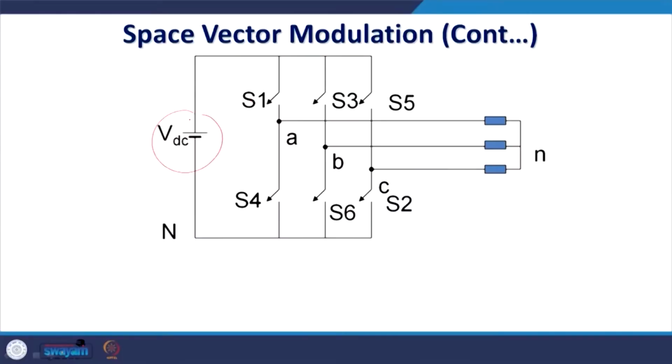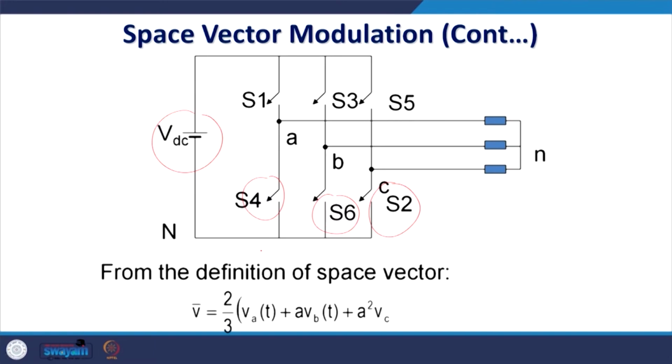So, this is VDC and the upper 3 switches will be named 1, 3, 5 and the lower 3 switches will be named 2, 4, 6, so as to maintain the difference of 3. Anyway, that is the same thing we do in the case of the fully controlled converter, T1, T3, T5 and T4, T6, T2. The same thing will be used here.